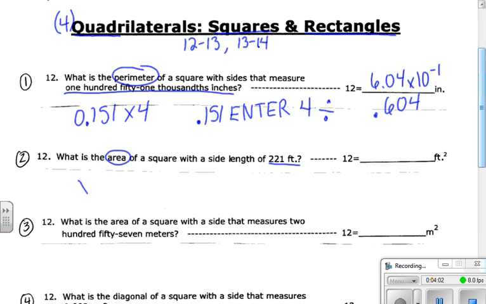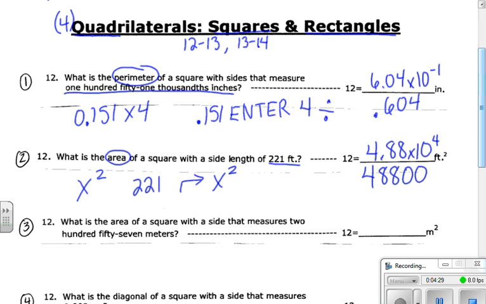So the way we find area is we take the side and we square it. So our side is 221. In the HP calculator, you would hit the blue shift button and then x squared. It's on the square root key. And that then gives us an answer of 4.88 times 10 to the 4th power, which if we move our decimal over to the right 4 times, we could also write 48,800.